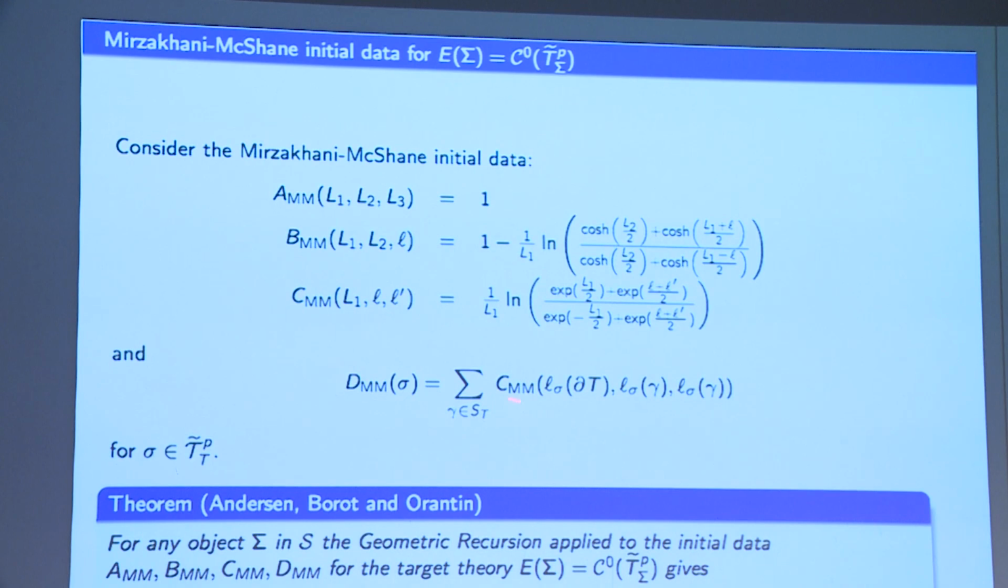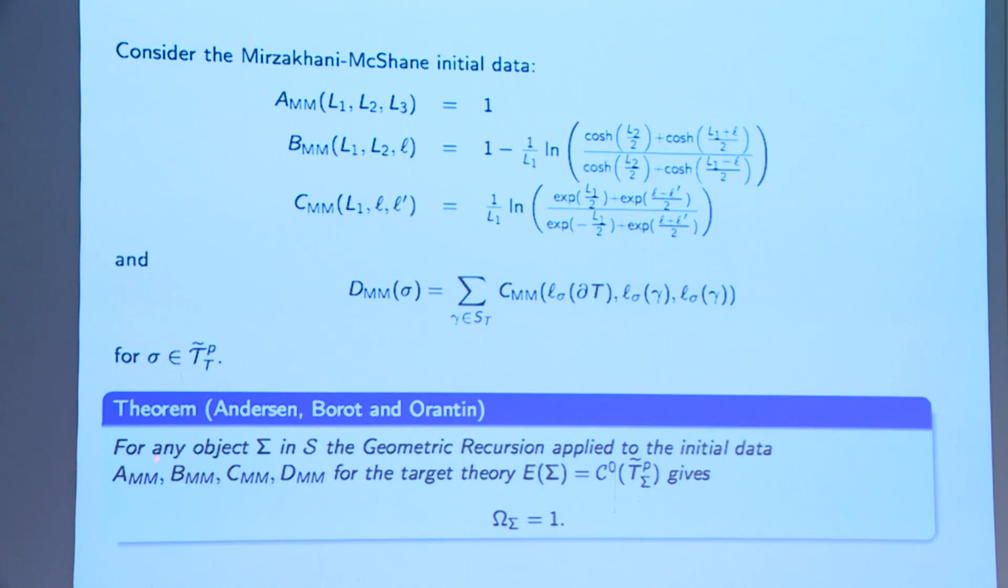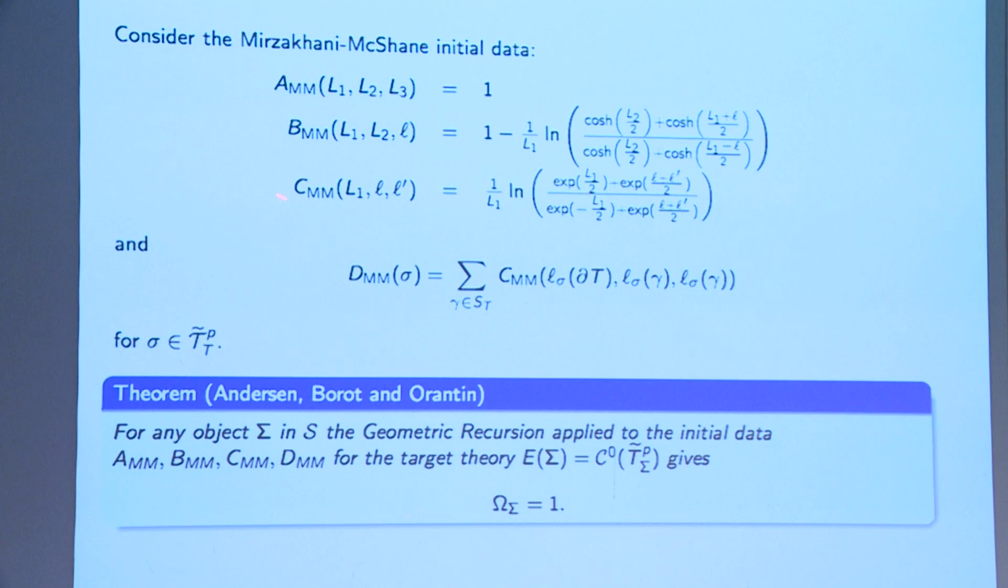And so when you do this, the theorem says that for any surface, the geometric recursion applied to this initial data with this target space of continuous functions will give you the function 1. You should think of this as a kind of partition of unity, okay? I would say the proof of this is completely straightforward, except for the one fact, namely Mirzakhani's generalization of the McShane identity. And of course, this is why we pick these two functions. They are taken directly, formally, from Mirzakhani's generalization of the McShane identity. So the proof is simply that each time you apply the recursion, you prove that this is the case via her identity.